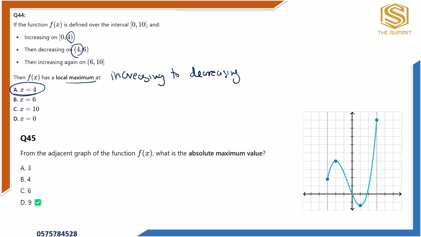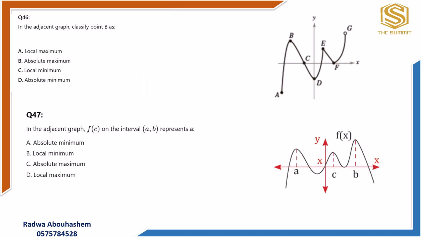Now, question 45, from the adjacent graph, what is the absolute maximum value? Absolute maximum value means the highest point on the graph. This is the highest point, at 3 and 1, 2, 3, 4, 5, 6, 7, 8, and 9. So this is at (3, 9), and the y value here would be 9. The adjacent graph, classify point B. Where is B here? B is here, local maximum.